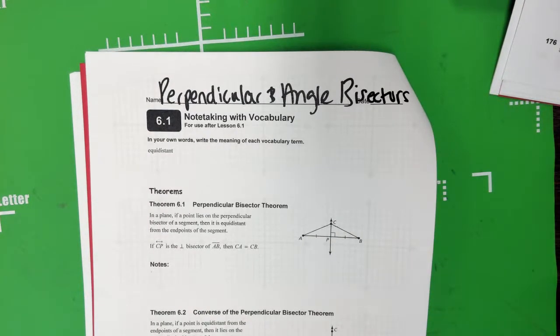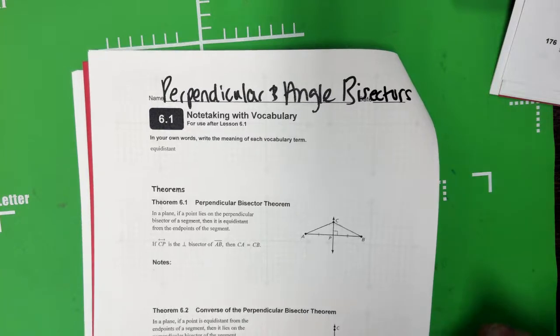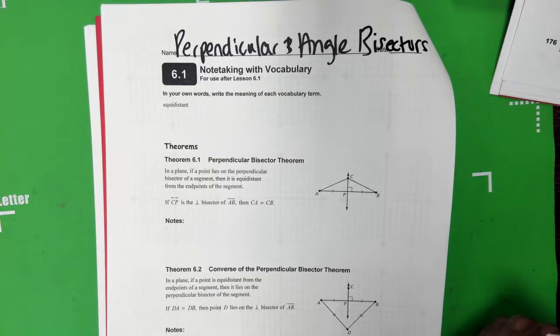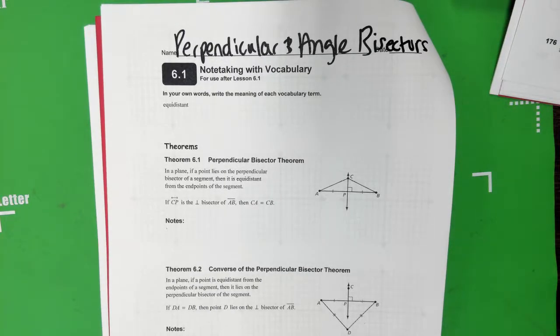Alrighty, hello class. We are going to go over perpendicular and angle bisectors from section 6.1. And so our first part says, in your own words, write the meaning of each vocabulary term.